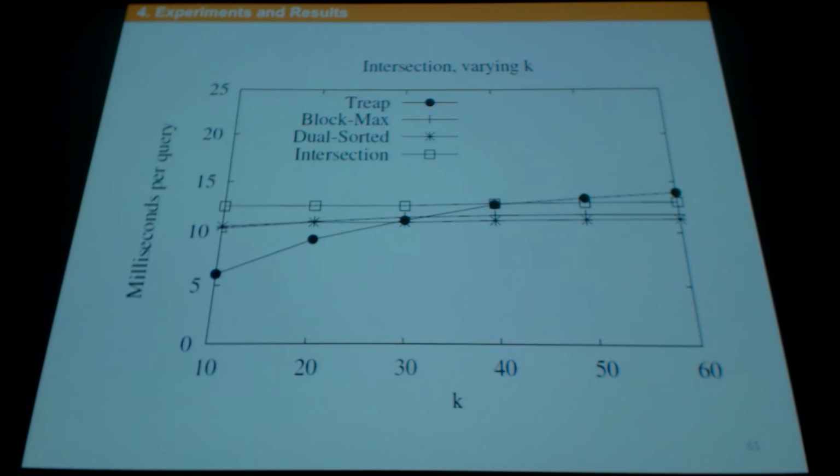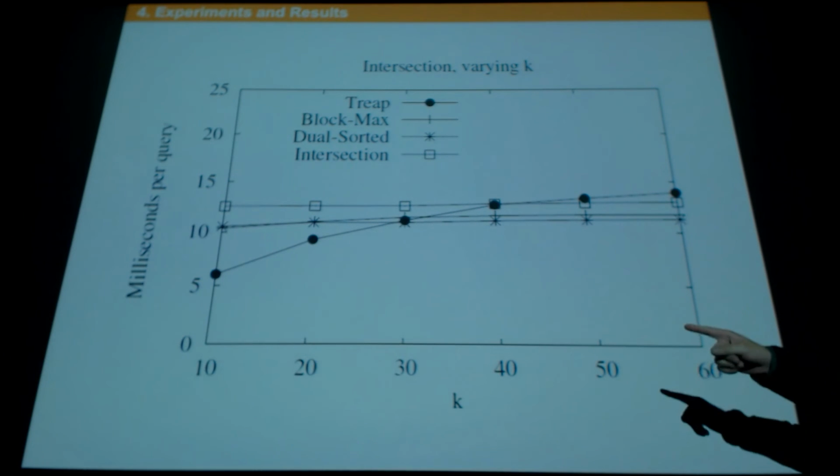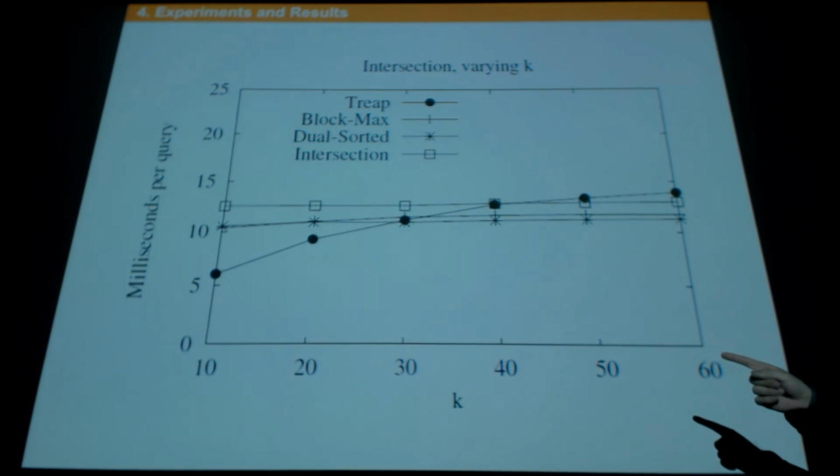Okay, let's see the intersections. So the Treap, again, is the circle one. This is the most depressing part of the whole presentation, right? This is the top K. If you see, it's really fast for small k values. So if we want just, let's say, 30 documents, it's really fast. It's completely beating everyone else. But if we want more than 30 documents, the other mechanisms are better.